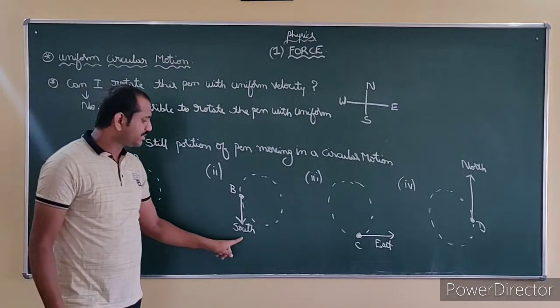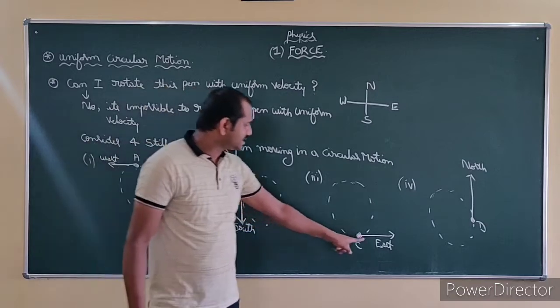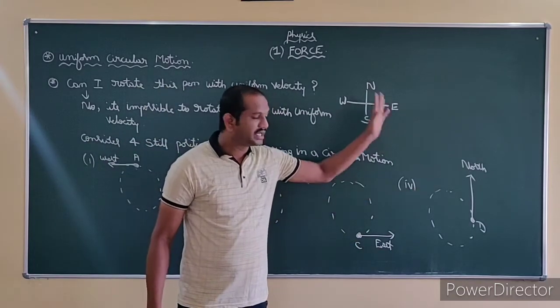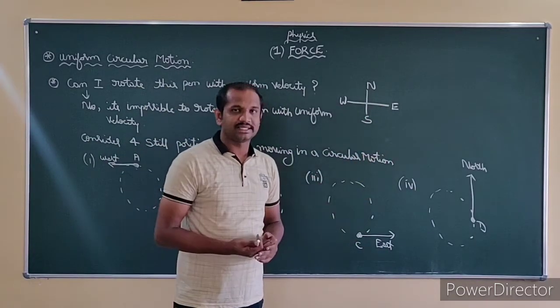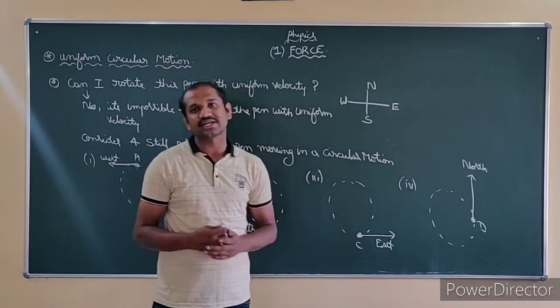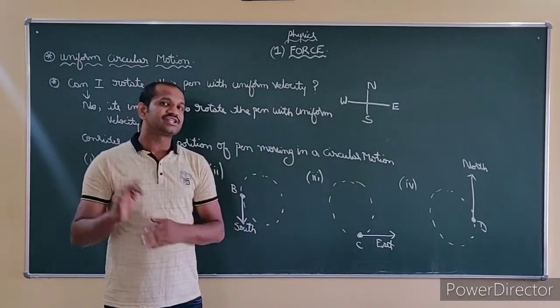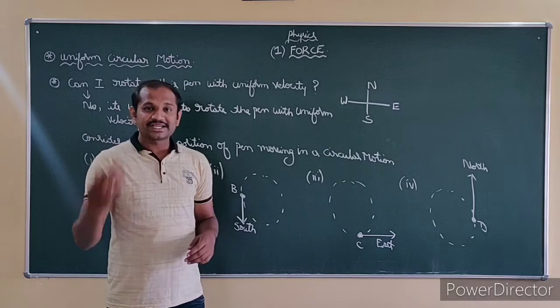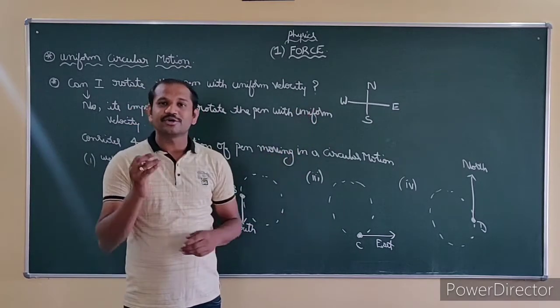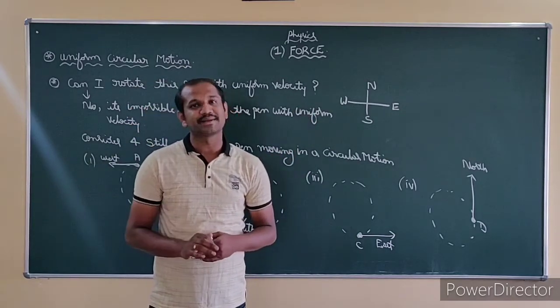When it is in position B, its direction is south. When it is in position C, east. Position D, north. So what do you mean by it? There is a change of direction at every moment. So when the direction changes, what happens? When the direction changes, the velocity also changes. The velocity doesn't remain the same.